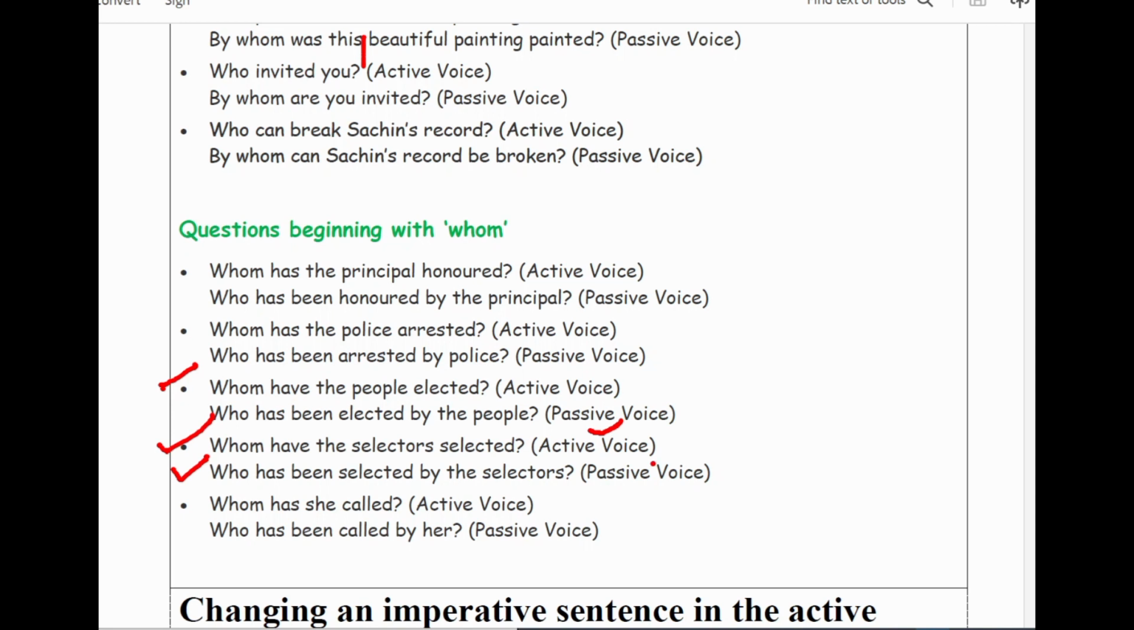So here has is used, that is why been is used. Okay, whom has she called? Active voice. Now the passive voice is: who has been called by her. This is our passive voice. So this is very easy.